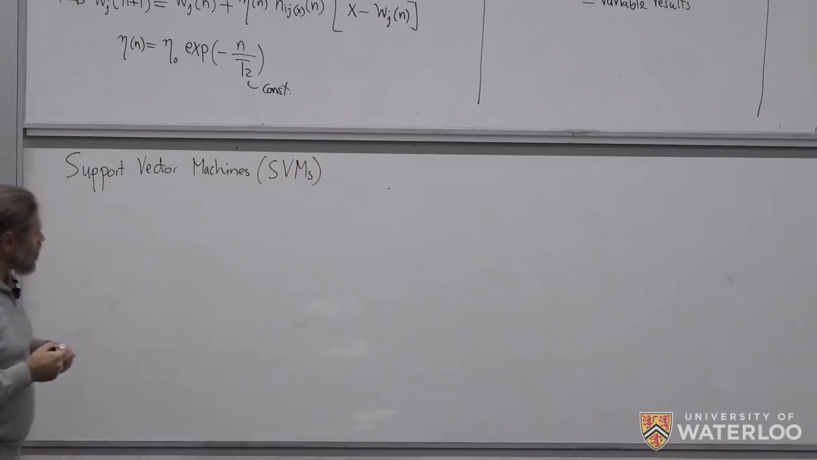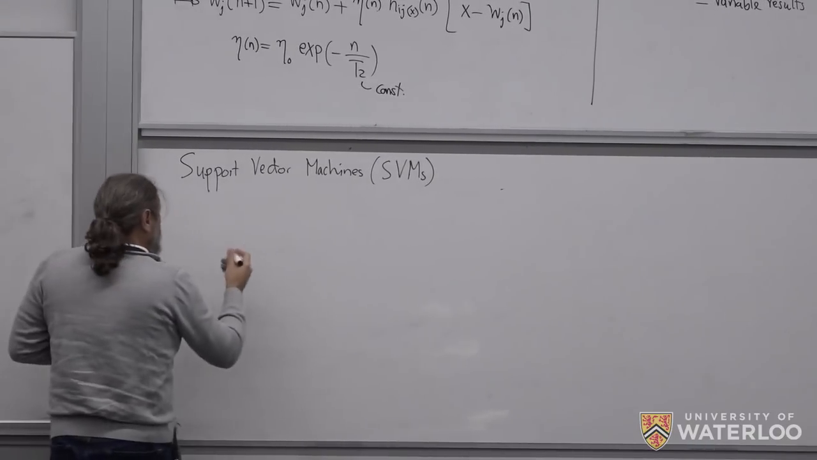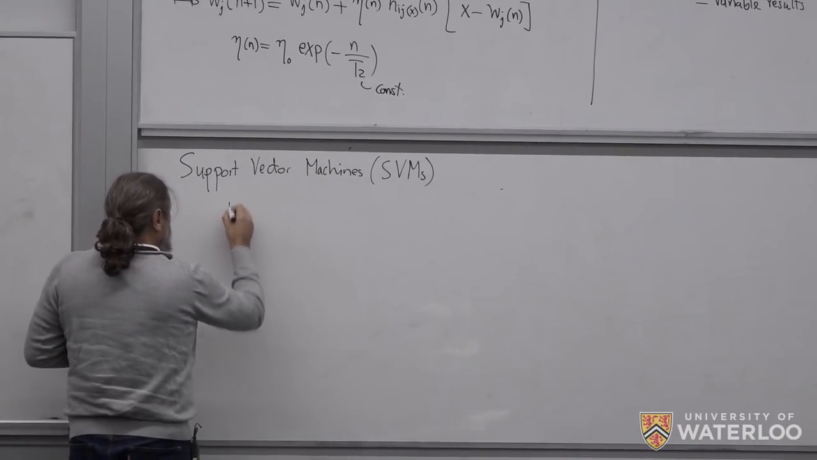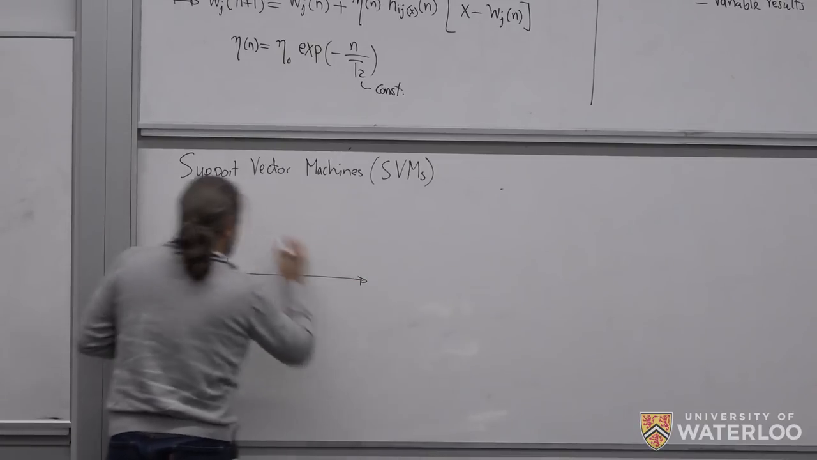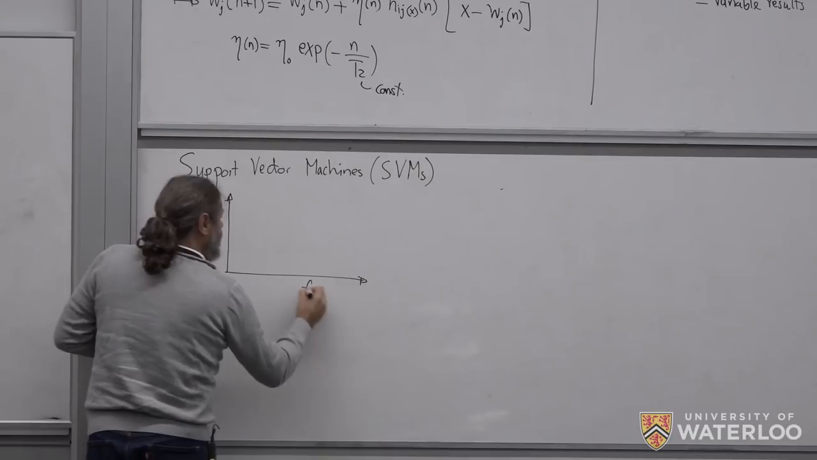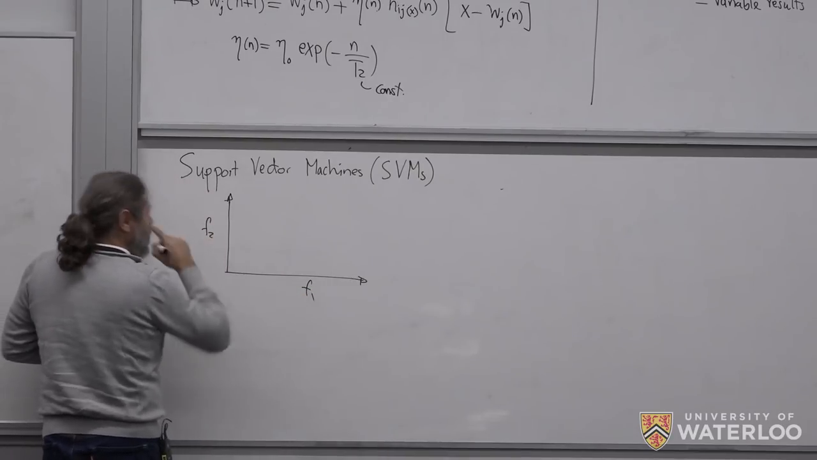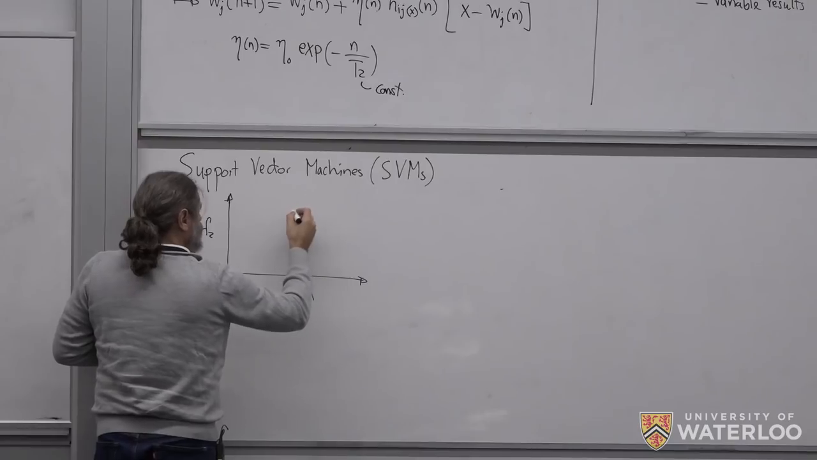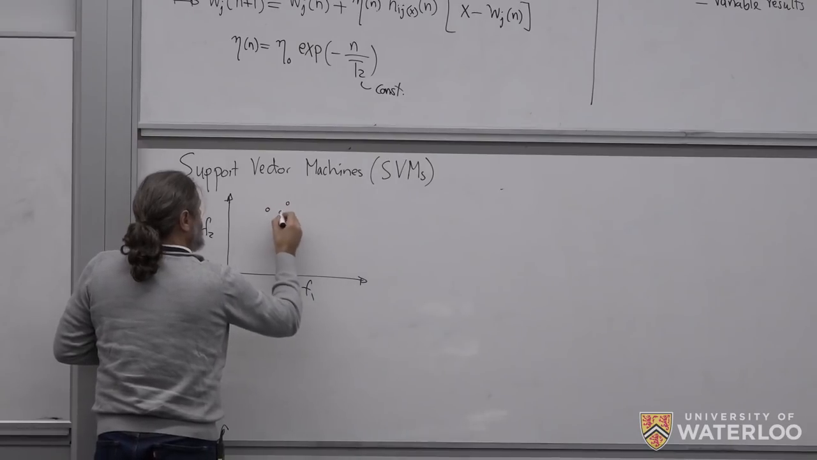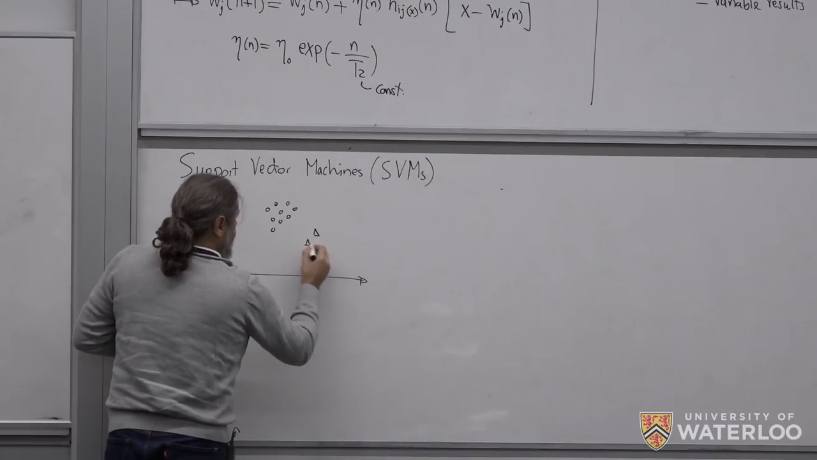So support vector machines went after the problem. Okay, so you get something. You get your feature space of feature 1 and feature 2. And there are your circles. And there are your triangles.